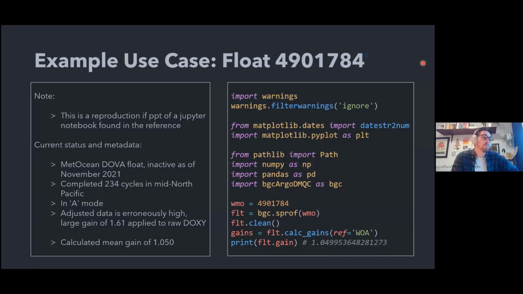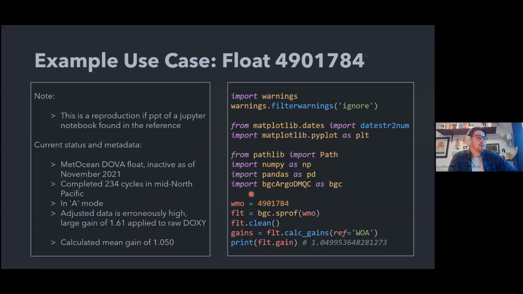Important to know about that is because the current adjusted value is so high, it appears in the oxygen audit, which I will leverage. And I get a mean gain of 1.050 on my first pass of it before I even look at any of the data.